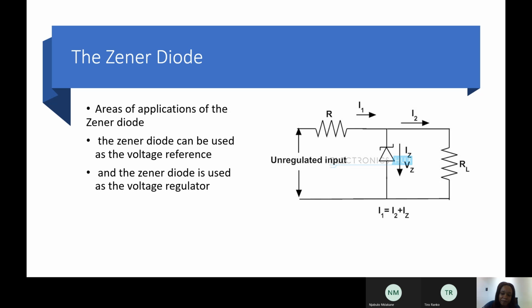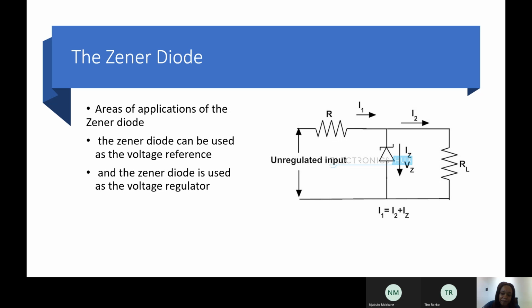So we use a Zener diode to just smooth out the signal so we can have a straight value coming out into the load. The Zener diode is used as a voltage regulator, and it can also be used as a voltage reference, which means that it takes the value that is coming in as an unregulated value and refers it to the referred value.